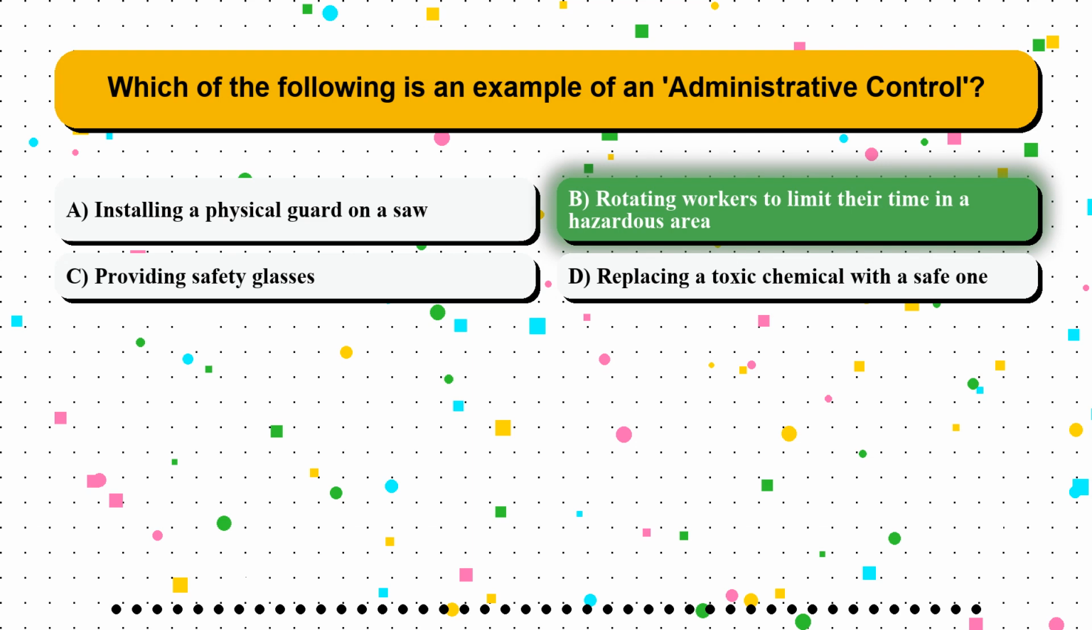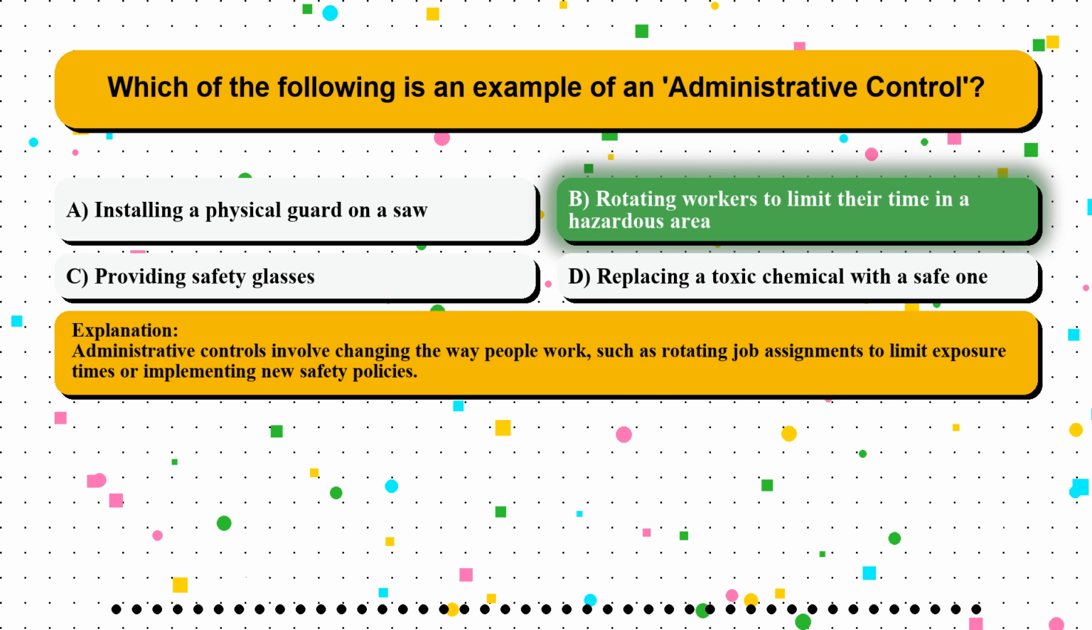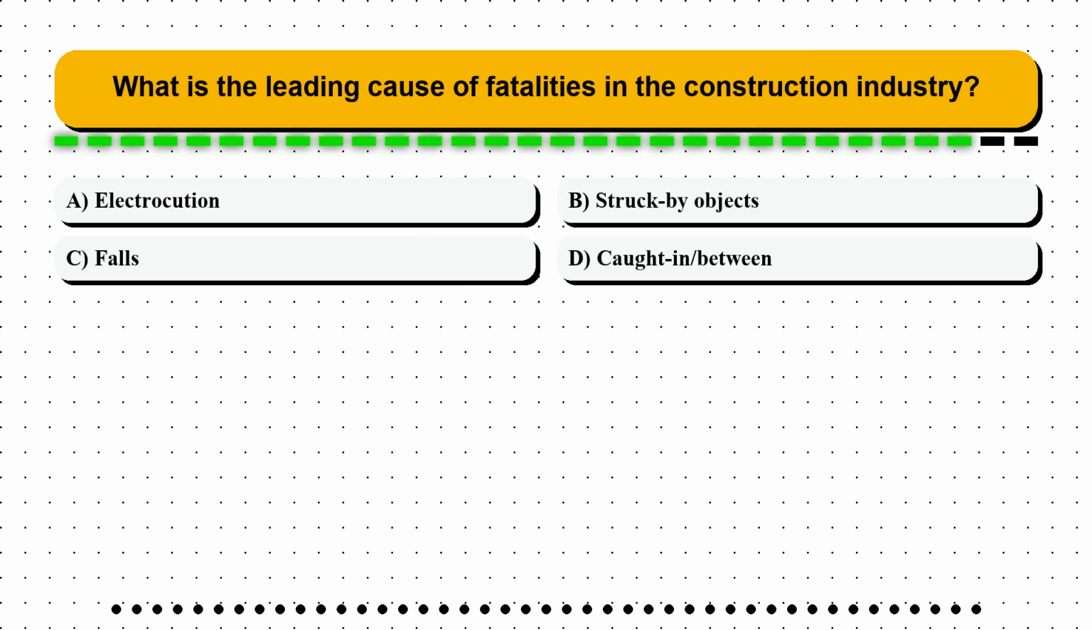The correct answer is option B, rotating workers to limit their time in a hazardous area. Administrative controls involve changing the way people work, such as rotating job assignments to limit exposure times or implementing new safety policies.